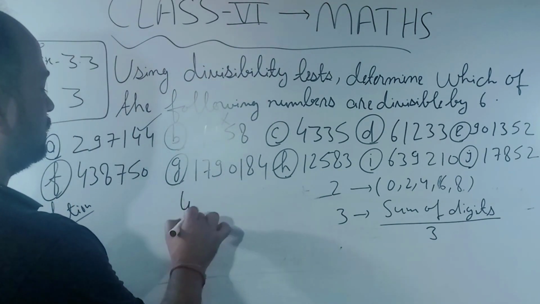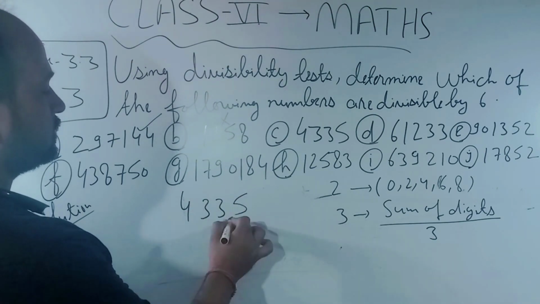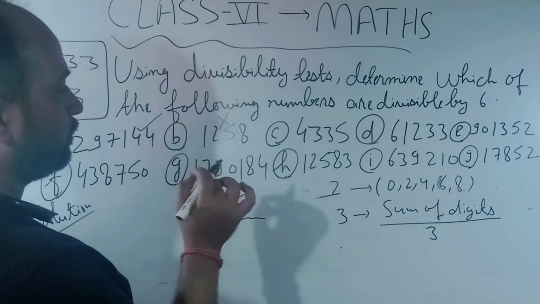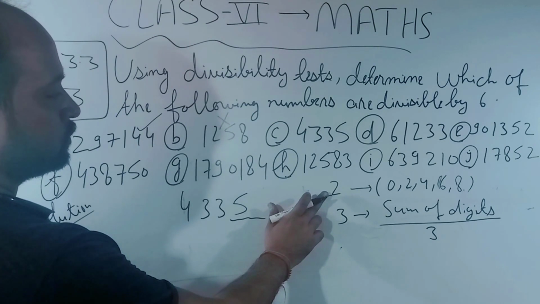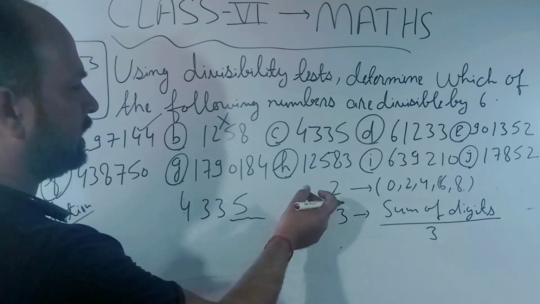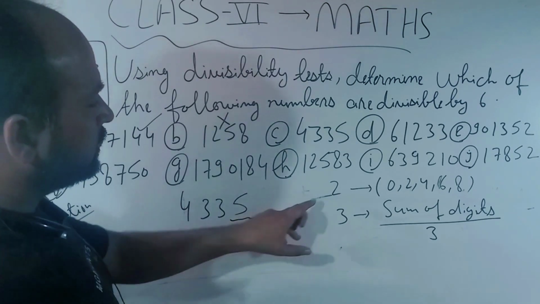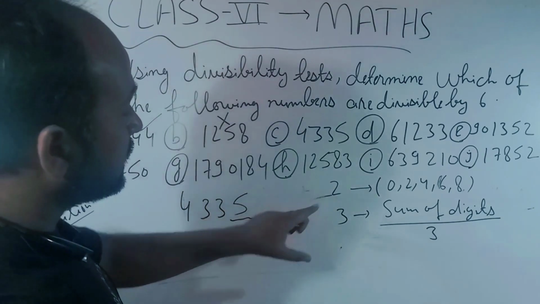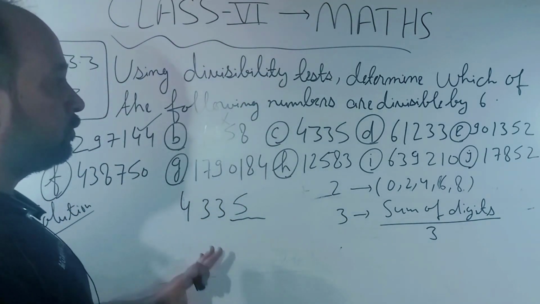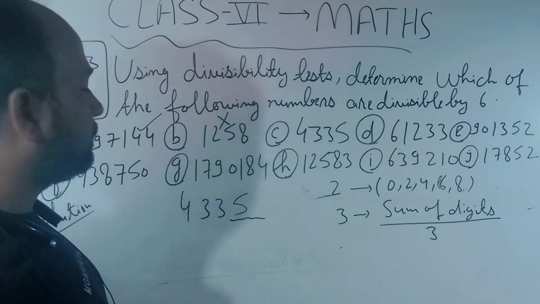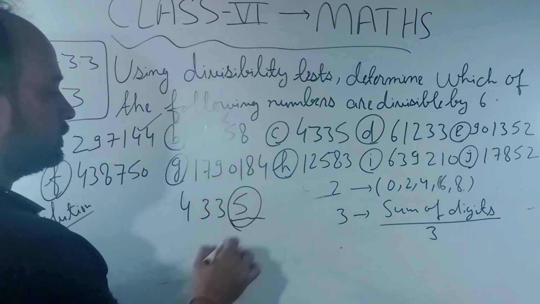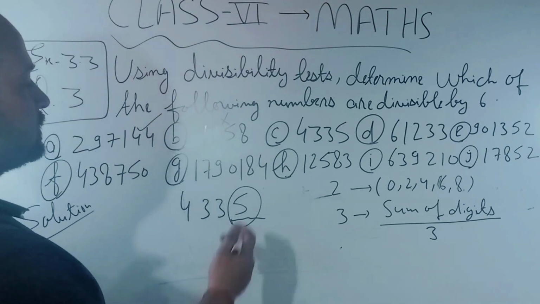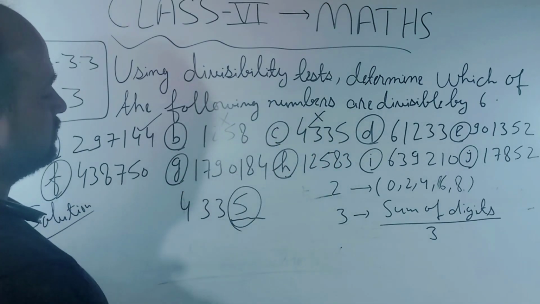4335. See, if any number is not divisible by 2 or 3, it means if that number is not divided completely by 2, we can easily say that number will not be divisible by 6 also. So here you are seeing 5 is coming at the last place, at the ones place, so this number is not divisible by 6. Clear?